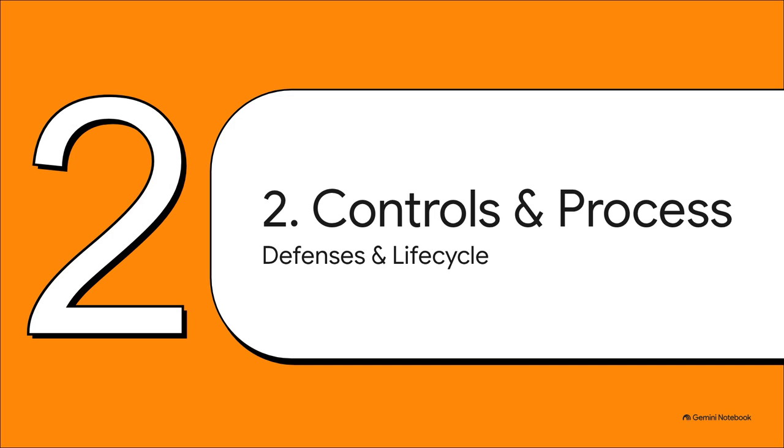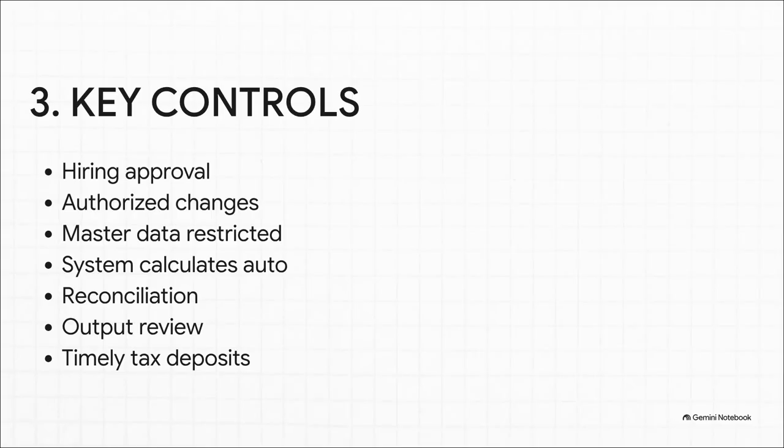Section 2. Controls and process example. 3. Key controls. To defend against all those threats, we need strong controls. It all starts with proper hiring approvals and, this is a big one, restricted master data access. This literally stops rogue employees from just logging in and giving themselves an unauthorized salary bump. We also rely heavily on automated system calculations for pay and taxes, strict reconciliations of the output, and making sure we have timely tax deposits before any final payroll review is completed.